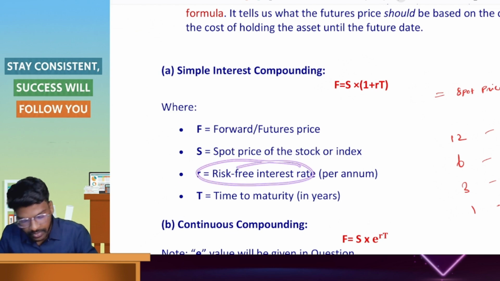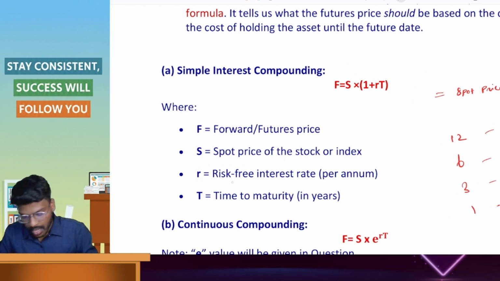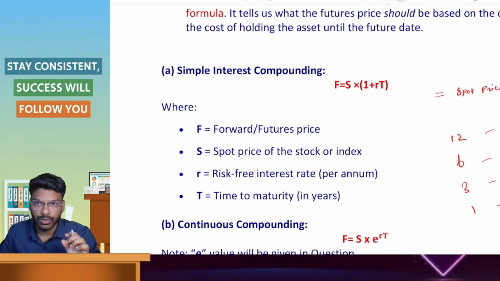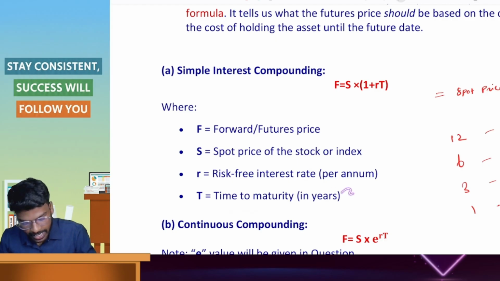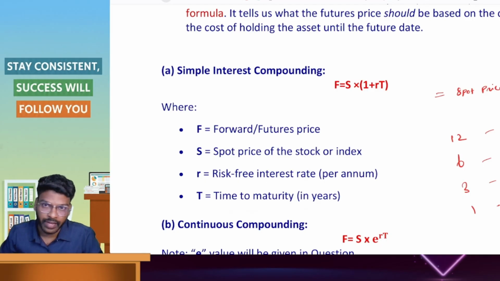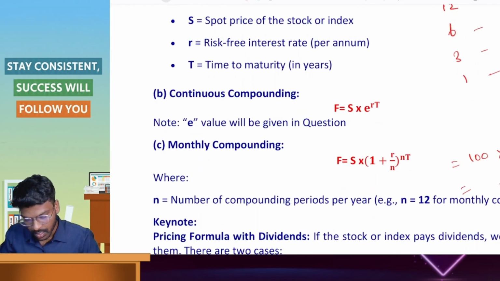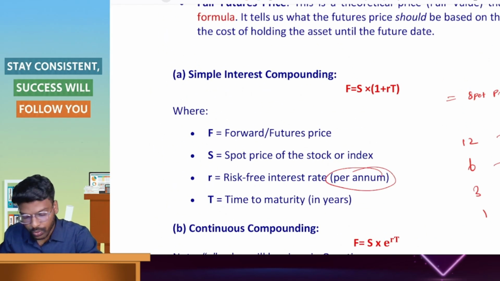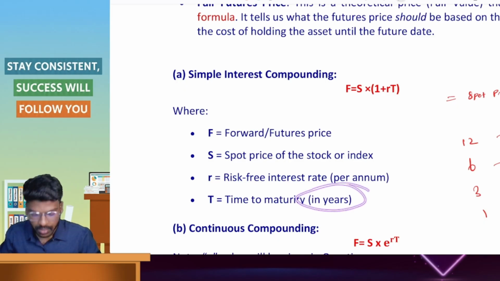What is R? It is the risk-free interest rate. It will be given in the question, and also T is the time to maturity in years. It will be written in years. In case it is for 6 months, we have to write it as 0.5, and in case it is for 12 months, then 1. Also, in case of a quarterly period, then 0.25. In case of 9 months, we have to write 0.75. The interest rate is on a per annum basis, so we will be taking it as the time to maturity.